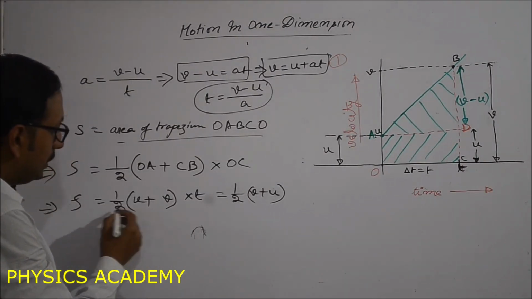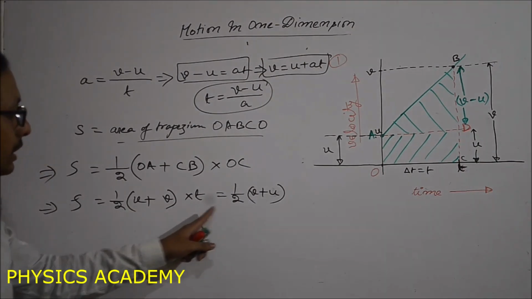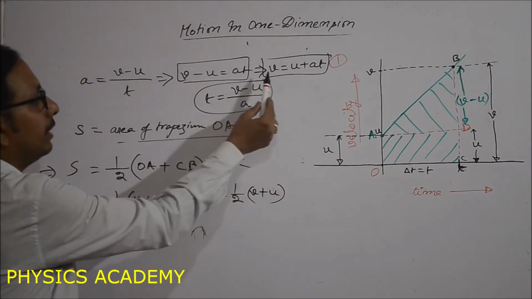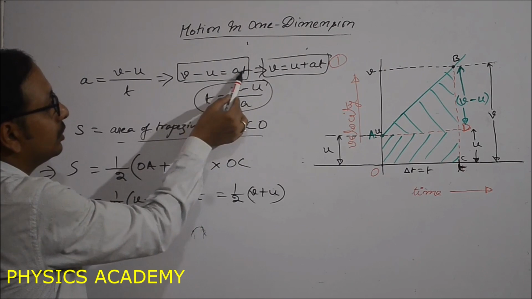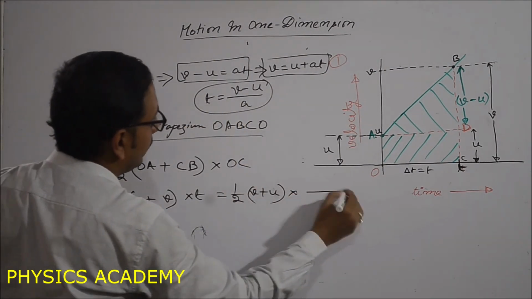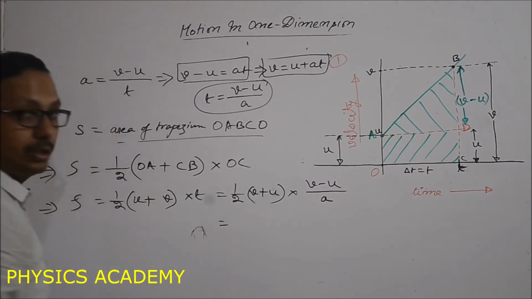Now this one is your s equals half (u plus v) into t. Can I find out this t from here then? From the first formula only. So t, I am keeping it over here: (v minus u) by a. So now you understood that.